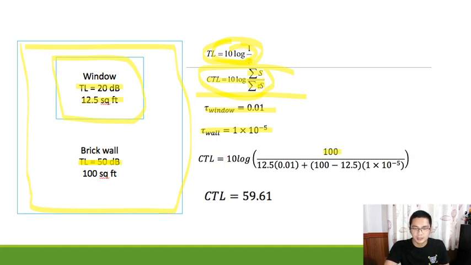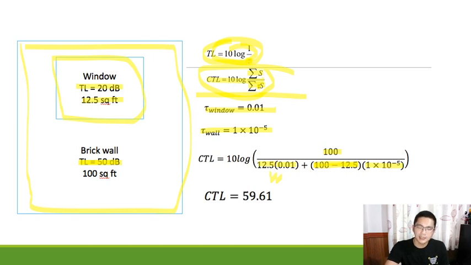So, over the summation ng tau times S. So, ang tau natin ng window ay 0.01. Tapos, ang surface area ng window ay 12.5 square feet. So, ito yon. This is for the window. Next, for the brick wall naman, ito siya. 100 minus 12.5 times 1 times 10 to the negative 5. Now, bakit 100 minus 12.5? Kasi syempre, dun sa 100 square feet na brick wall na to, superimpose kumbaga yung window doon sa brick wall. So, ibig sabihin, yung actual na brick wall dito is not 100 square feet, but 100 minus 12.5 square feet. So, kaya ito yung ginamit natin na surface area niya.